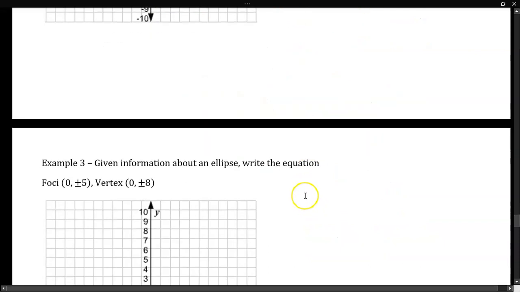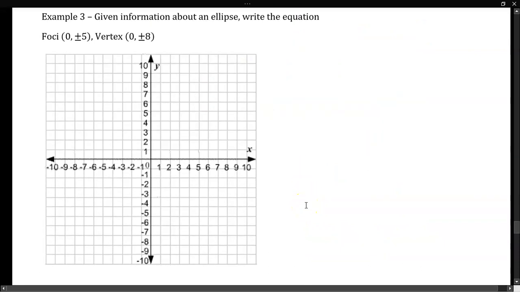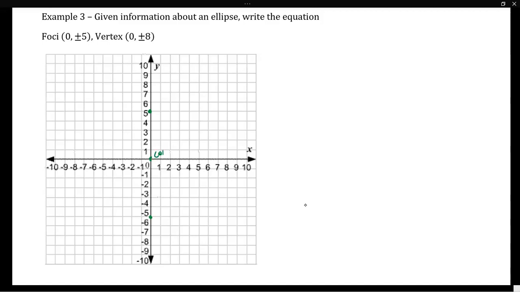For example 3, we're given just the foci and the vertex. So now the foci are 0, plus and minus 5. So we're going to go right 0, go up 5, and we're going to go down 5. And so now clearly our center is going to be here. So this is our center, clearly. Our vertex points are 0, plus and minus 8. So we'll put V1 up here, and we're going to put V2 down here.